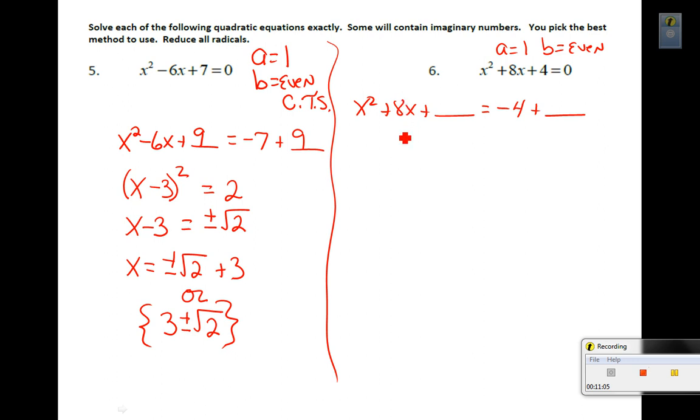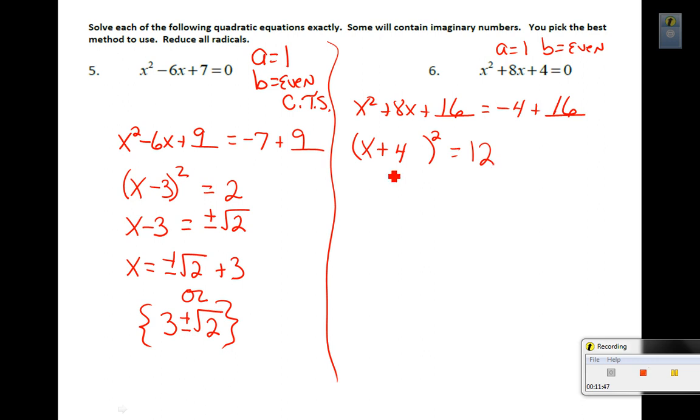Half of 8 is 4. 4 squared is 16. So I'm adding 16 to both sides. On the left-hand side here, this becomes (x plus 4) quantity squared. Quick trip down memory lane. I got this x because of the square root of x squared. I got this 4 because it's the square root of 16. It's also half of 8. And on the right-hand side, I have 12.